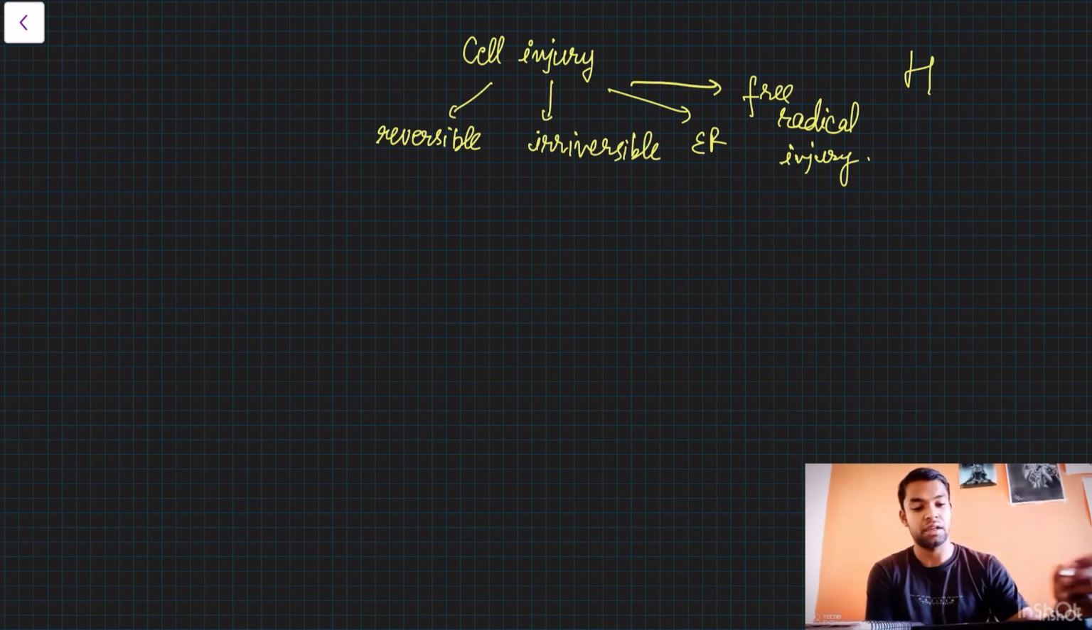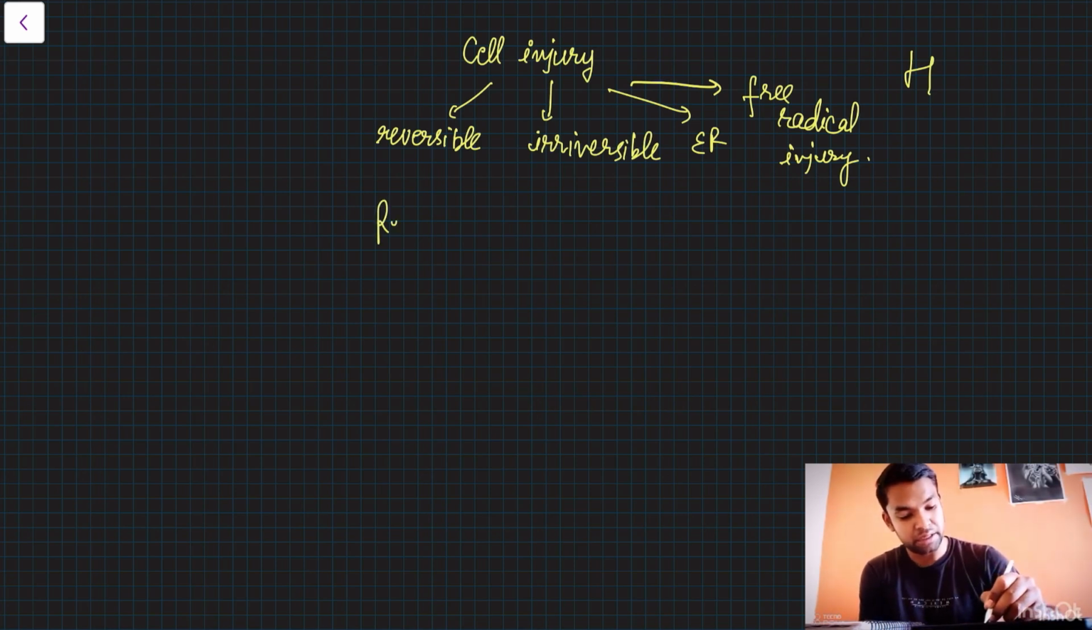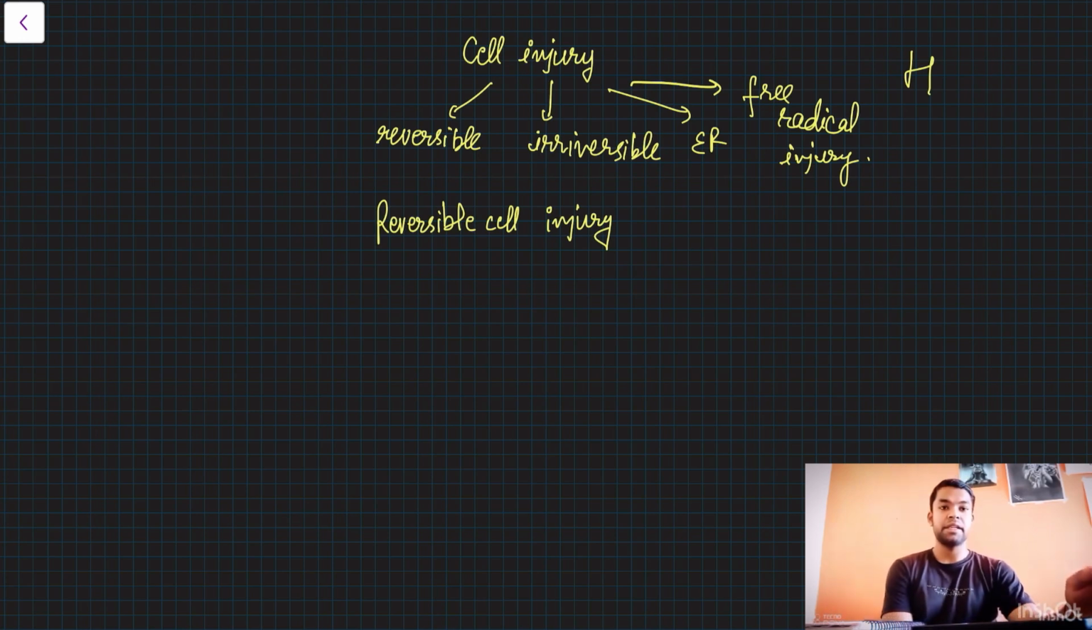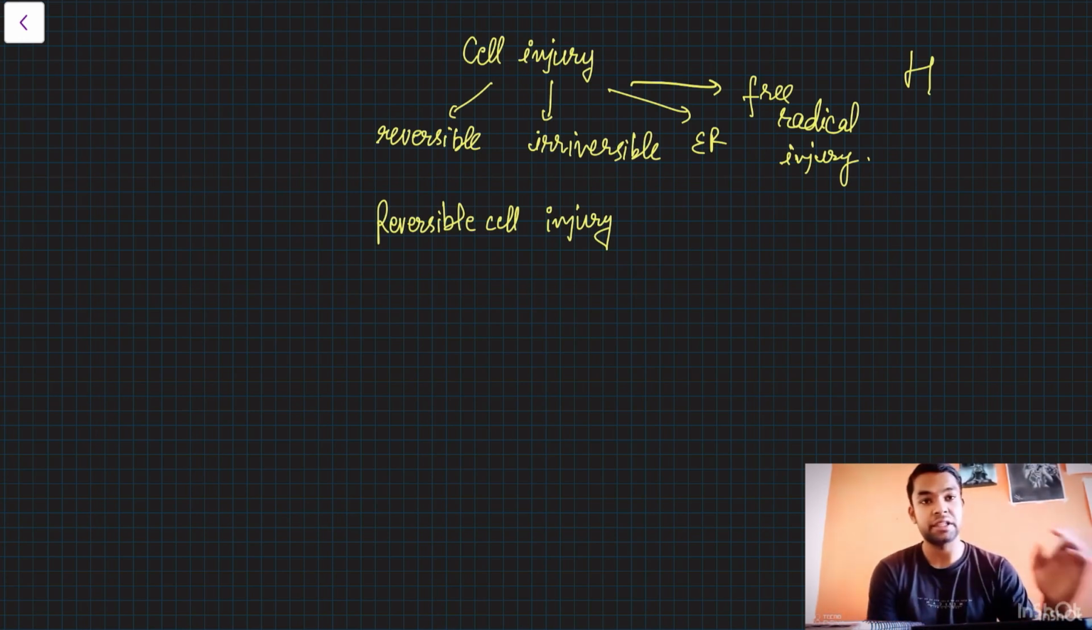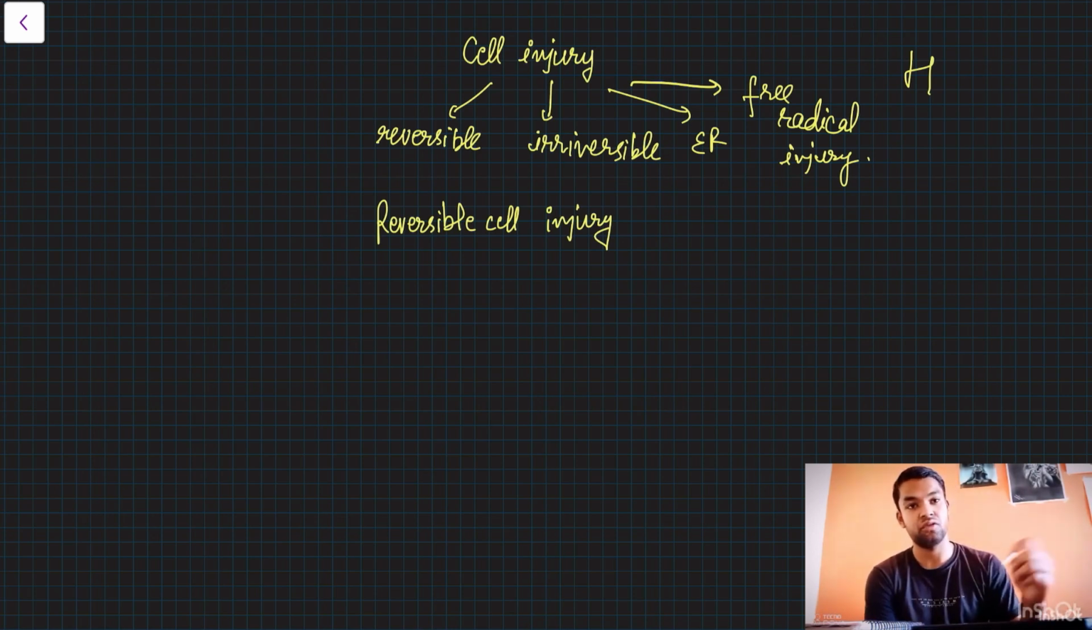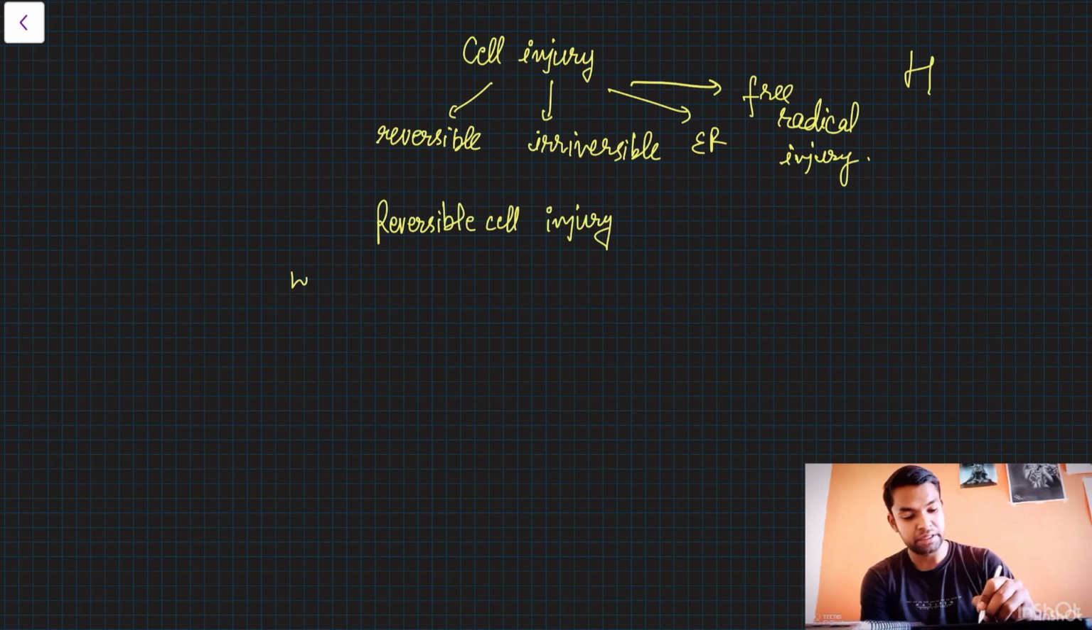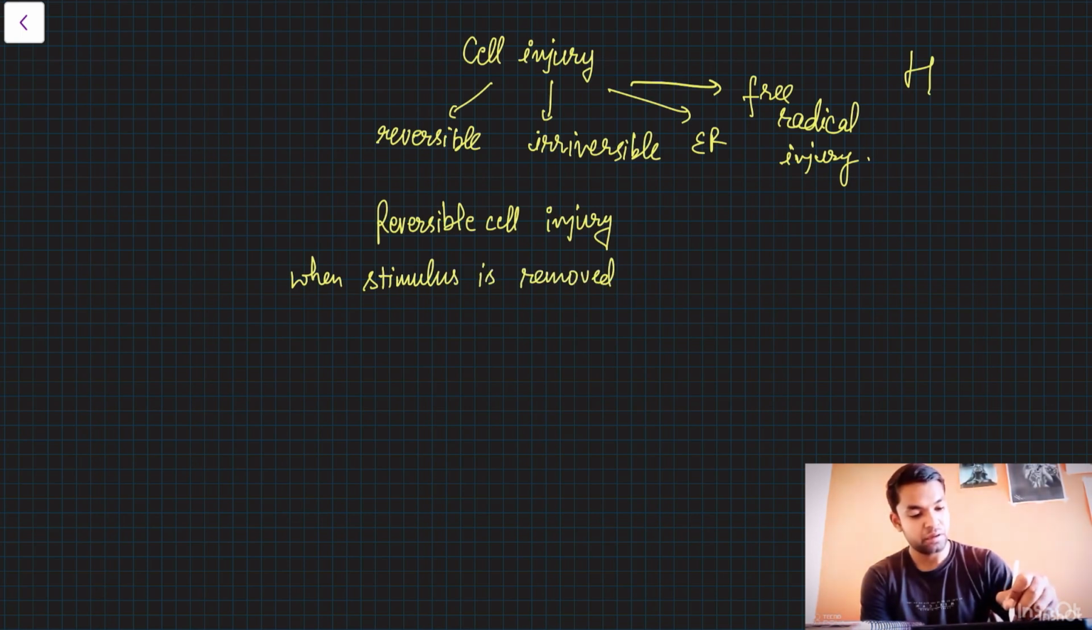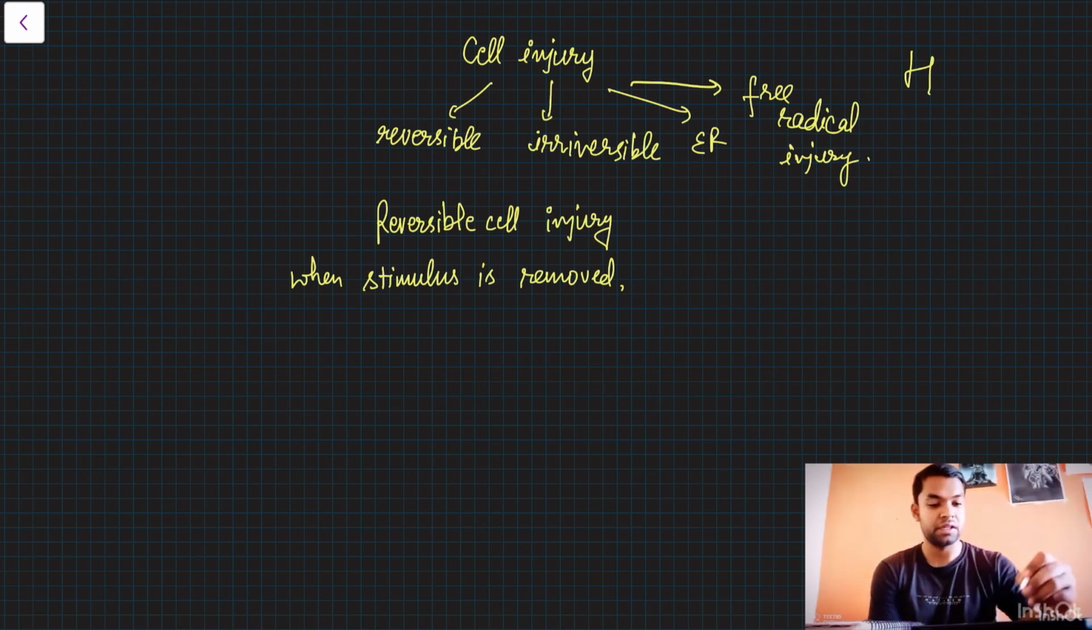Reversible cell injury में क्या होता है? So reversible cell injury. In reversible cell injury, when injurious stimulus is removed, तो क्या हो जाएगा? सेल जो है अपनी प्रीवियस स्टेट में वापस जा सकती है, तो वो होती है रिवर्सिबल टाइप ऑफ सेल इंजरी. When stimulus is removed, cell can go back to its original state.